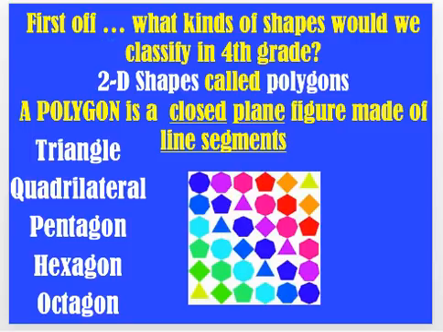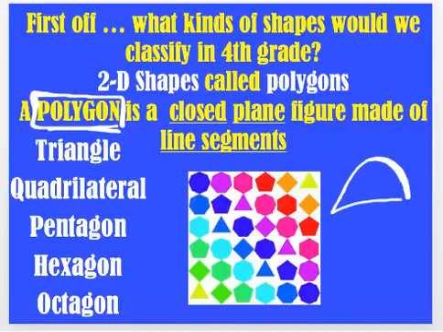So what kinds of shapes are we going to be classifying in 4th grade? We are going to classify polygons. So polygons are special 2D figures. If you think about it like an umbrella, you've got 2D figures, and below 2D figures are all kinds of shapes, and polygons are one type of 2D shape.